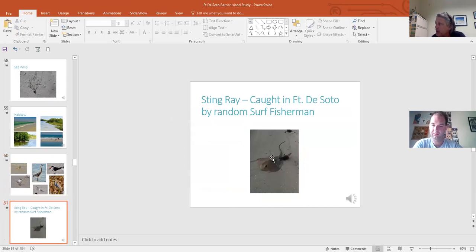Here's our stingray, long barb. I've been petted a couple times by them, and they really do hurt. This is why you do the stingray shuffle when you're out in the intracoastals.